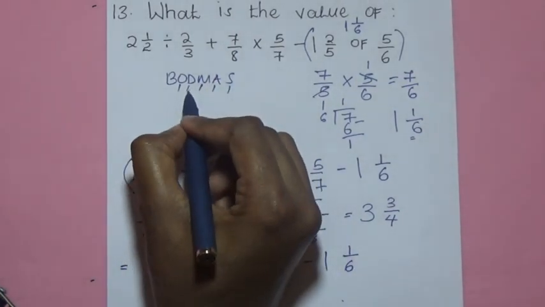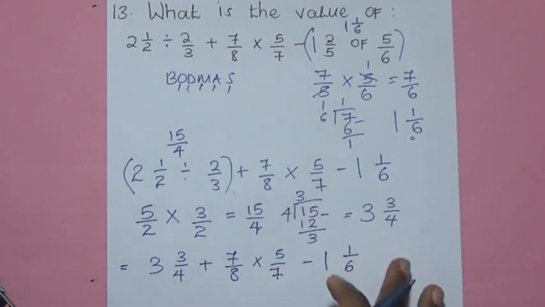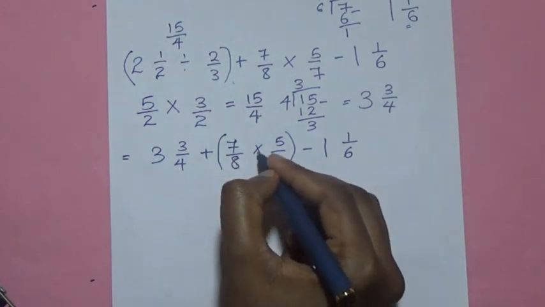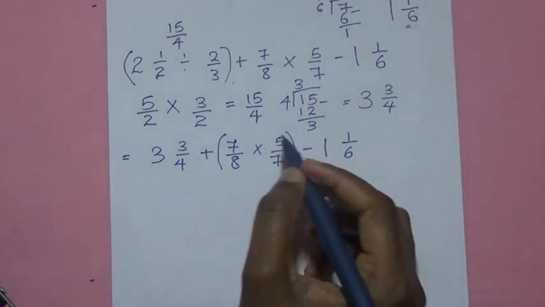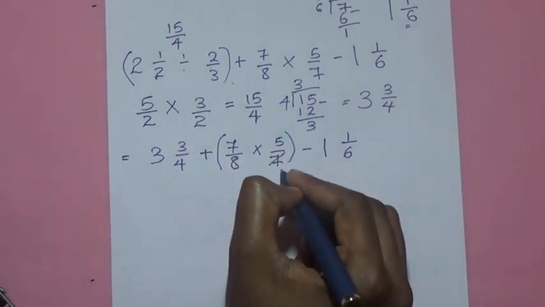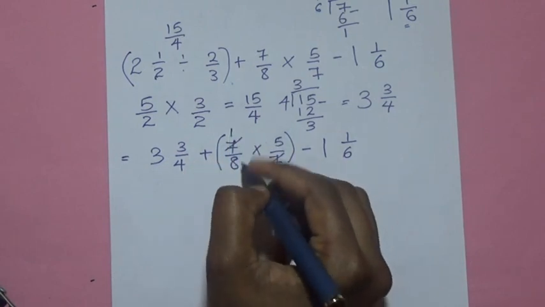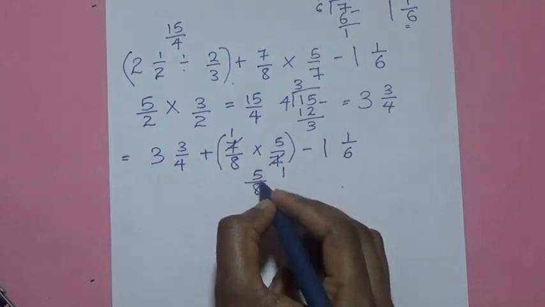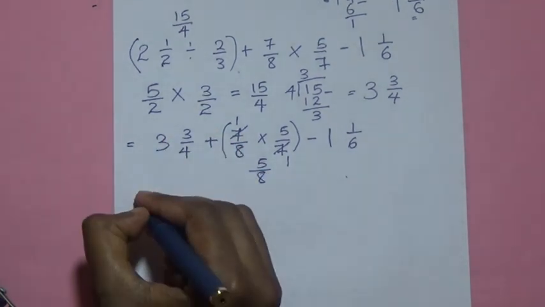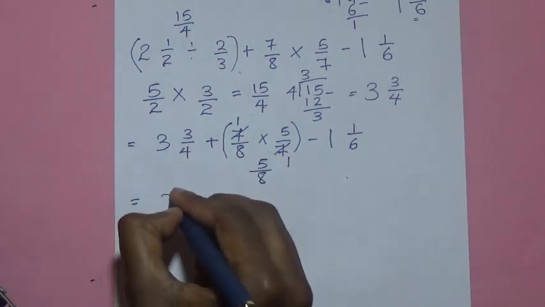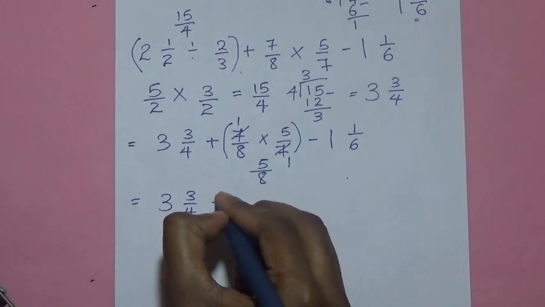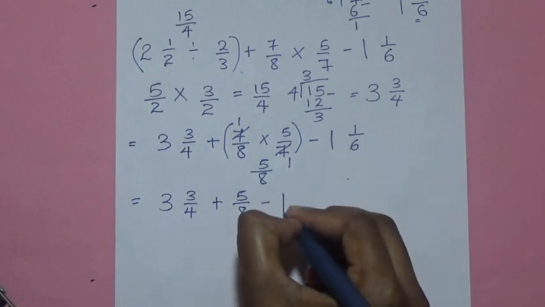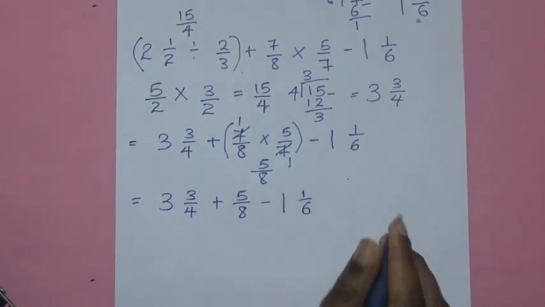After division, the next one is multiplication. So this will be our third step. 7 over 8 multiplied by 5 over 7. We can simplify by dividing by 7, 1 by 7, 1. So we will get 1 times 5 is 5 over 8 times 1 is 8. So it will be 5 over 8. Finally, what we are left with now is 3 and 3 over 4 plus 5 over 8 minus 1 and 1 over 6. Okay?